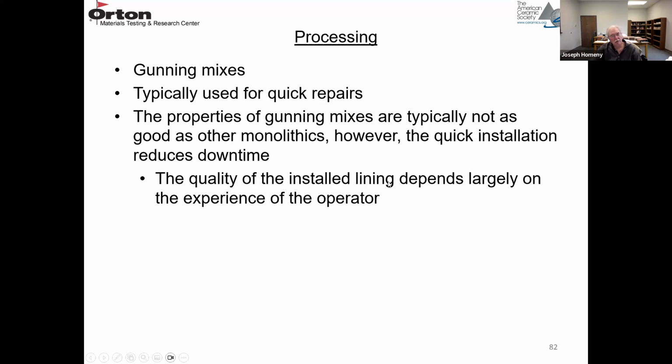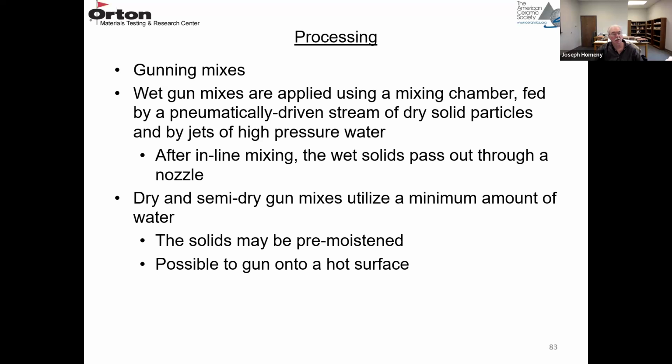And the quality of any gunning lining or even a shotcrete lining is going to depend on how good the operator is. So you need an experienced person doing the installation. In any gunning mix operation, you have your dry solid particles. They're pneumatically driven by a stream of high pressure air. And then at the nozzle, you have jets of high pressure water that mix in with the dry particles.